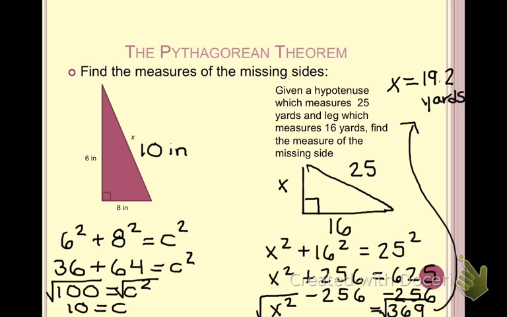Okay. Now, make sure in these types of problems that your numbers are making sense. Remember that the hypotenuse is the longest side. So it makes sense that my answer is smaller than 25. If you ever came up with an answer that was larger than 25, which is your hypotenuse, something wouldn't be right. So it makes sense that my answer is 19.2 yards.